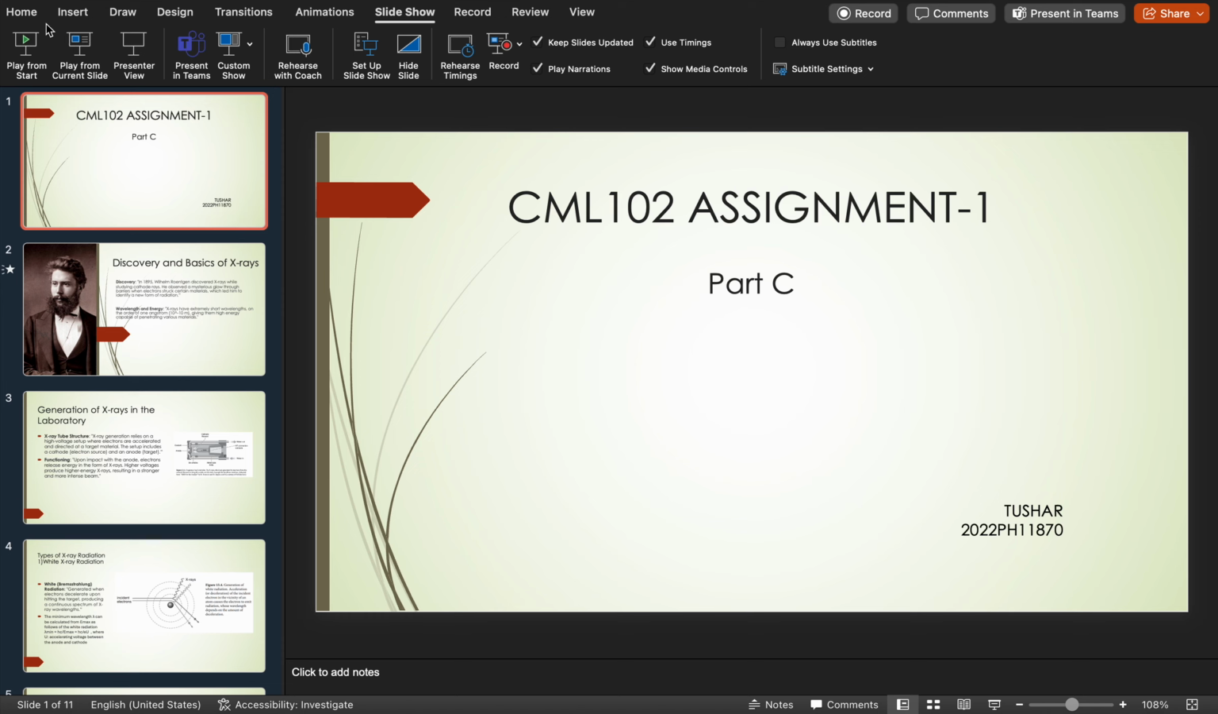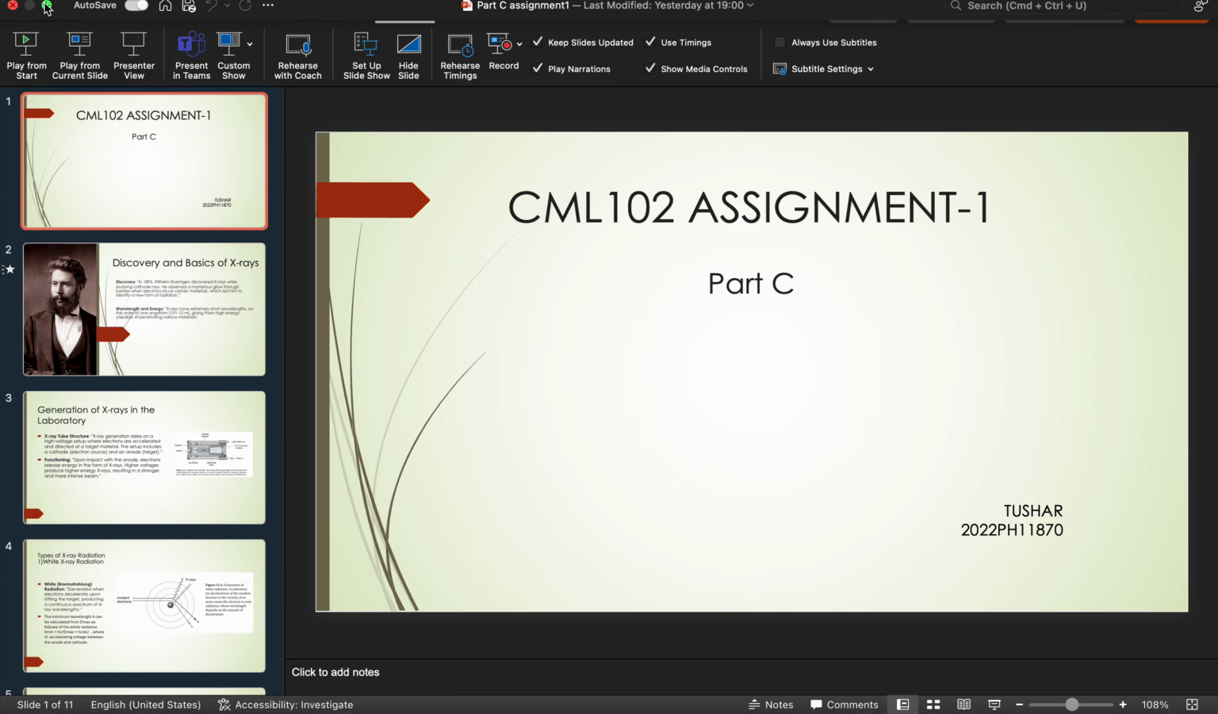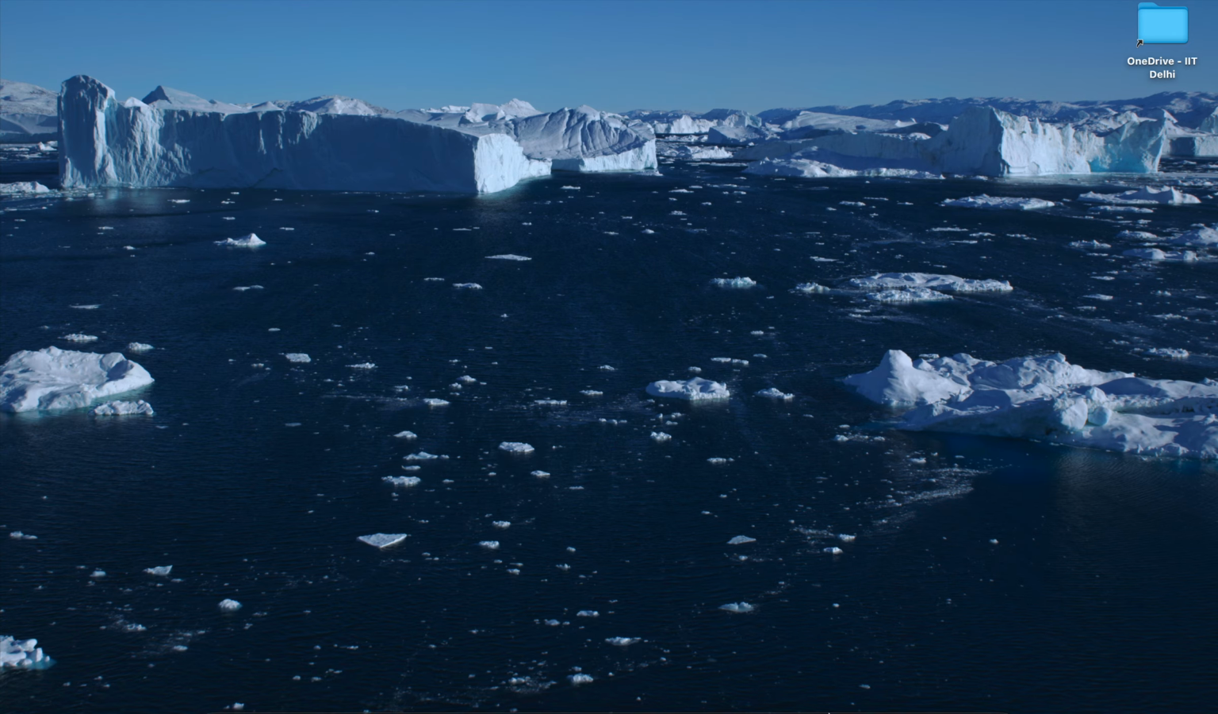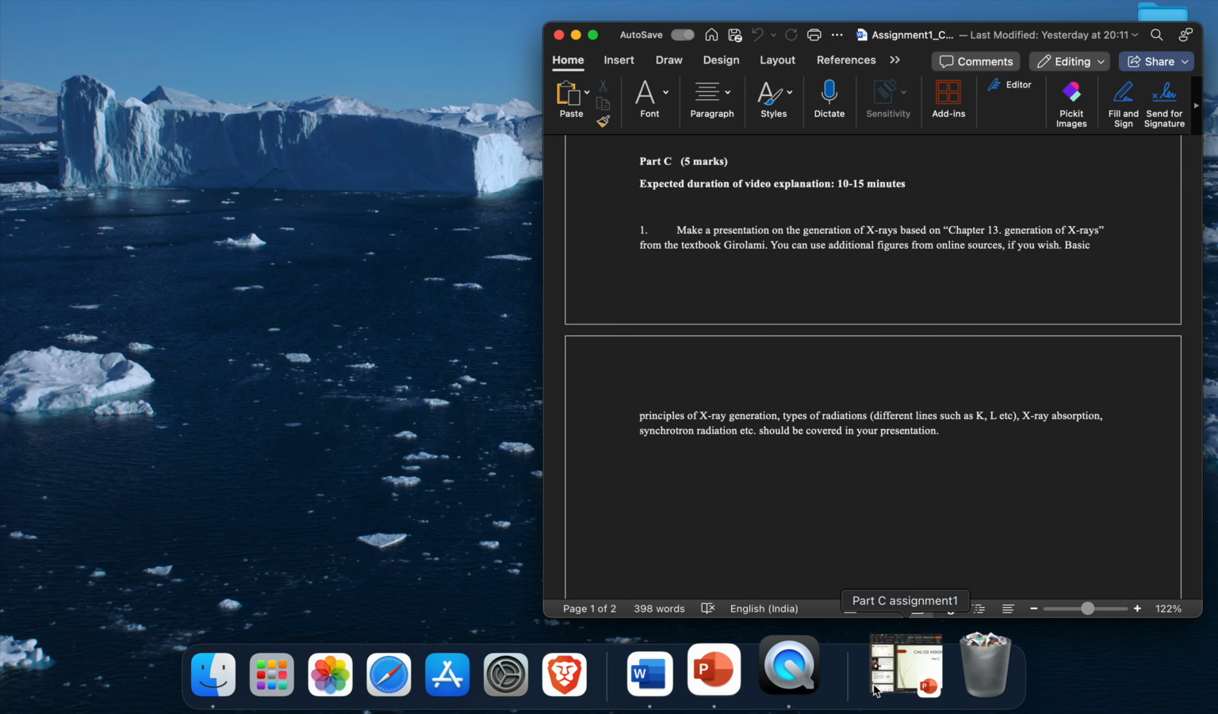So here I am presenting my CML assignment. Here I am going to show the part C assignment. Before we begin the assignment, let's go back to the doc share that our professor had shared with us so we can better know about the task that we have to do.